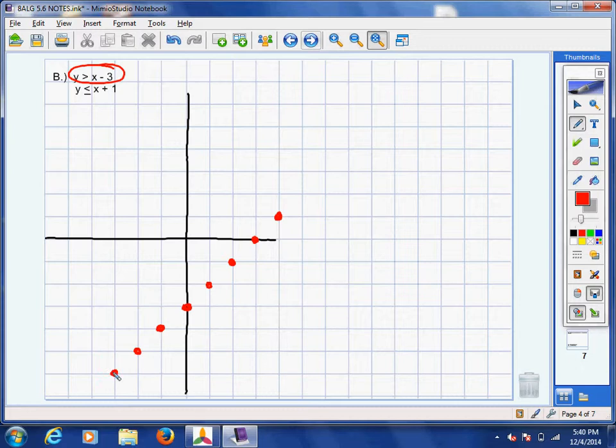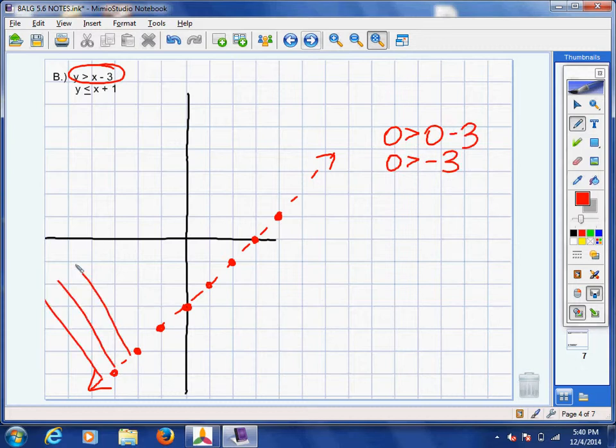Okay. Now again, I'm going to do a dashed line because there's no equal to sign for that particular equation. All right, so that looks great. And then I got to determine my shading. So I'm going to test 0, 0. Since my line doesn't go through it, I can use it. And 0 minus 3 is negative 3. So is 0 bigger than negative 3? Why, yes it is. So I'm going to shade where 0, 0 is, and that's to the left of the red line. Okay, so there you go.